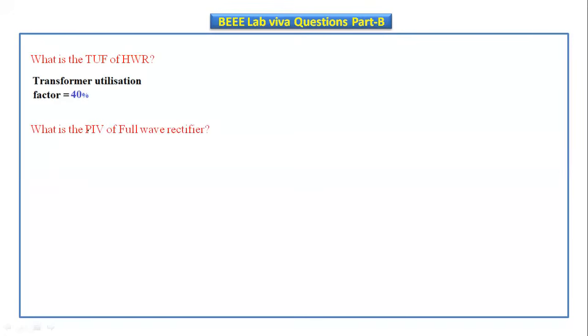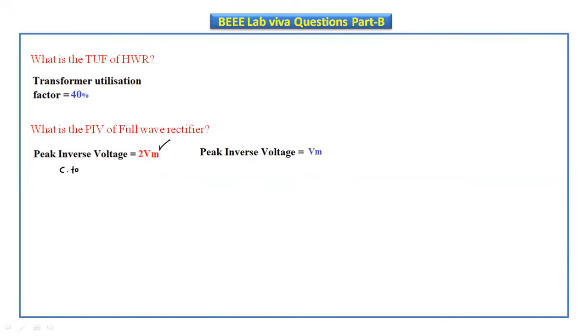Next, what is the peak inverse voltage of full wave rectifier? We discussed already the peak inverse voltage of half wave rectifier, we got VM. But in case of full wave rectifier, we will get 2 VM. Here, the peak inverse voltage is 2 VM for the center tapped full wave rectifier.